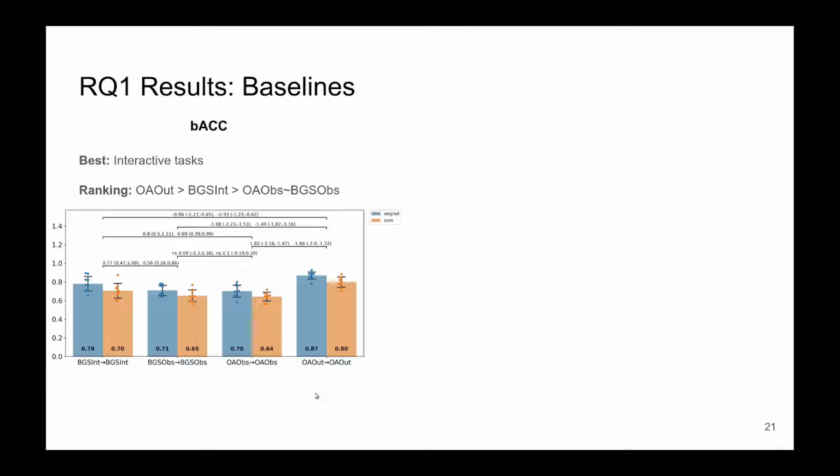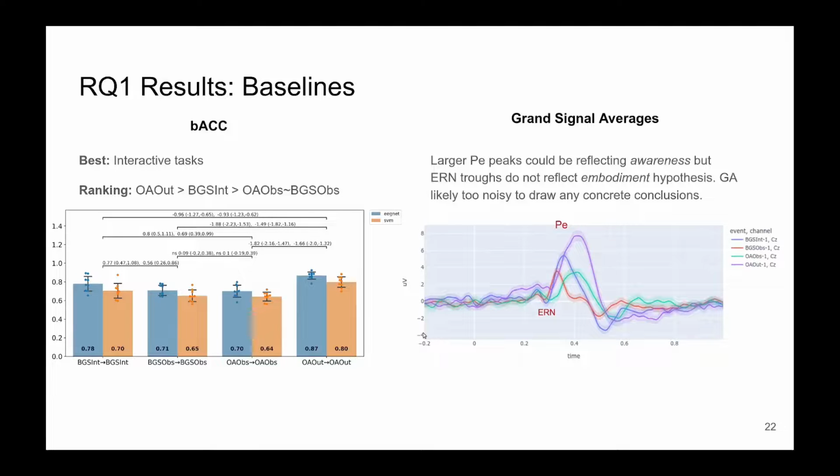Given this ranking, we can see the easiest classification problems pretty clearly. Now we want to compare these to the grand signal averages to see if we can associate some distinct signal with a higher or easier classification problem. When we do this, it's very muddled, as our grand averages are very noisy here, but we do see larger Pe peaks for the interactive tasks, which potentially indicates higher awareness. But we don't really see anything reflected in the error troughs, as a lot of the data is extremely noisy. There's much further investigation needed linking the distinctiveness to the easier classification performance, but at the very least, we can see that these interactive tasks are performing the best as baselines.